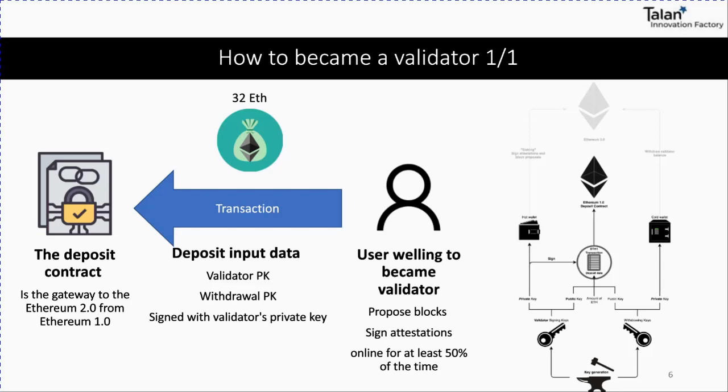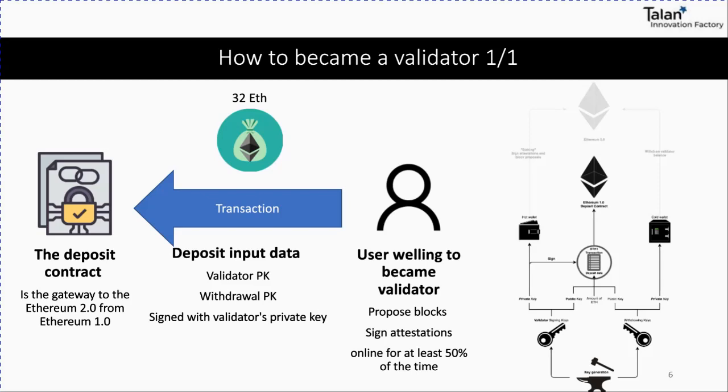As you can see in this diagram, we have two keys. This one is called the validation key, and this one is the withdrawal key. And here you can see the usage of the keys in the first layer and on the first network, Ethereum 1.0, and the second network.